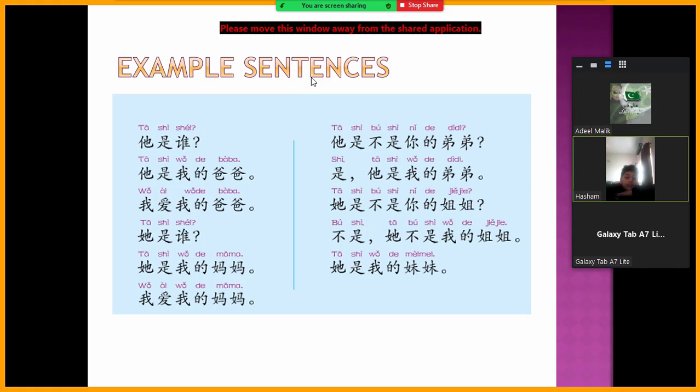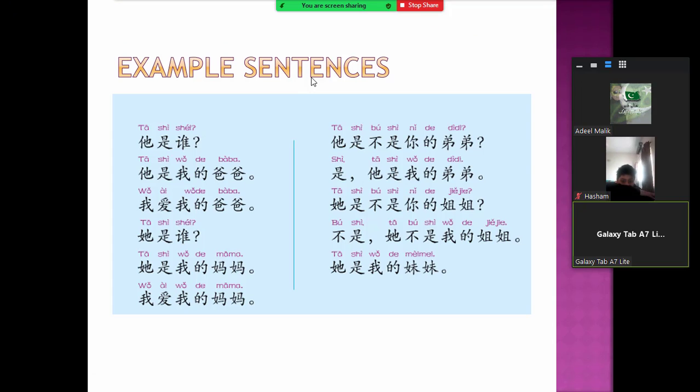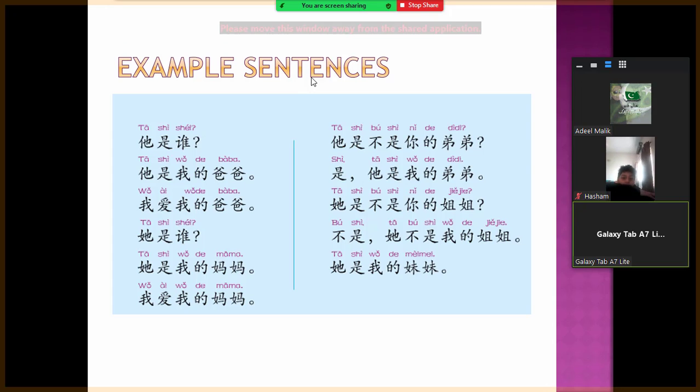Shi, ta shi wo de didi. Ta shi bu shi ni de jiejie? Jiejie means elder sister. So bu shi, ta bu shi wo de jiejie. Ta shi wo de meimei. The meaning is that no, she is not my elder sister.